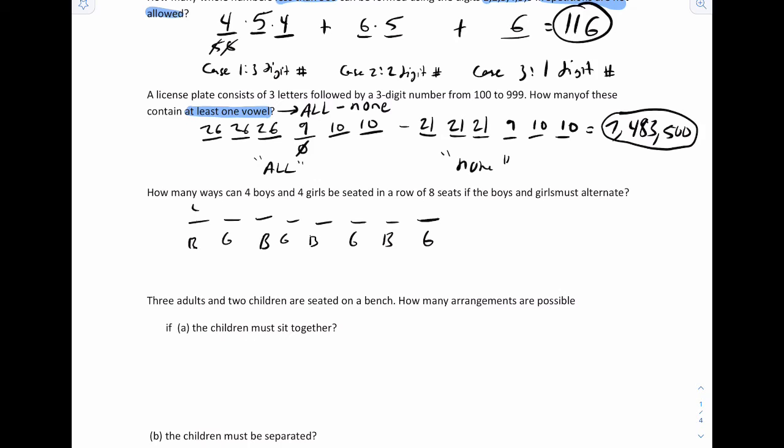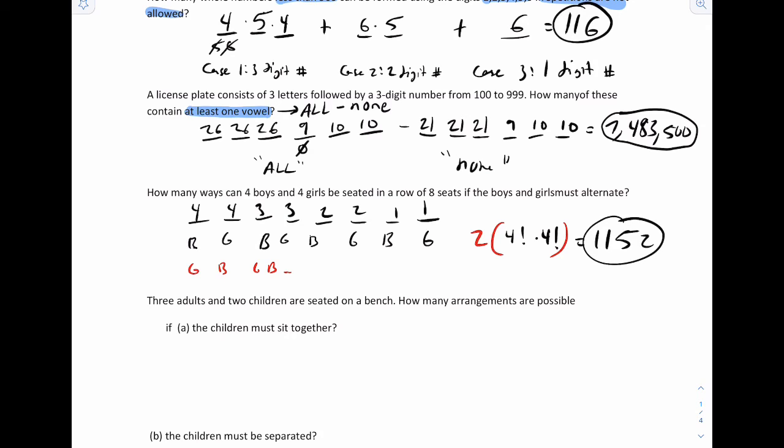How many boys are there? 4. How many girls are there? 4. Next is 3, because I've already used the boy. Next is 3, because I've used the girl. And we continue. So notice how this is clearly 4 factorial times 4 factorial. Now you think, well, does that cover every scenario? Well, no, because this is boy, girl, boy, girl, boy, girl. What if it was girl, boy, girl, boy? So what we're going to do is grab this number, multiply it by 2. And now that covers every scenario, and we get 1,152.